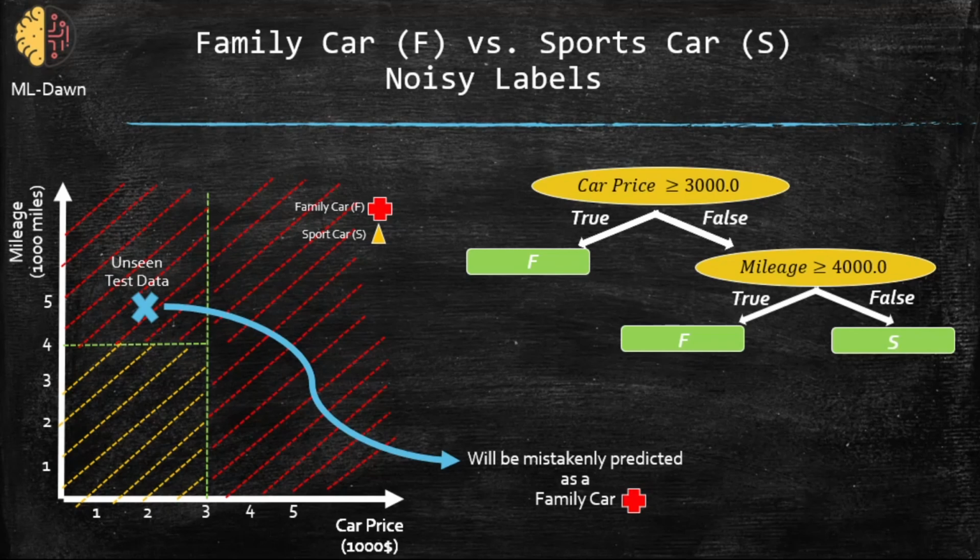If you think about it, this test data falls in the region where the car price is less than 3,000. If you look at the tree, car price larger than 3,000 is not true, so we jump to the false route over here. Then, is mileage larger than 4,000? Yes, it is. So we end up here, at this label, and we label this test data as the family car, which is not right.